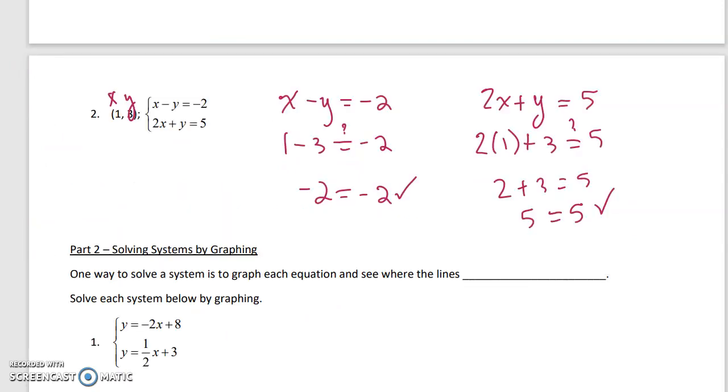So as you can see, in this example, yes, (1, 3) is a solution to the system because when we substitute x is 1 and y is 3 into both equations, we end up with a true statement in both equations. So yes, it is a solution to the system. It makes both equations true. So far I've just given you a point and asked you, is it a solution? But now what we want to do is be able to solve the system ourselves.